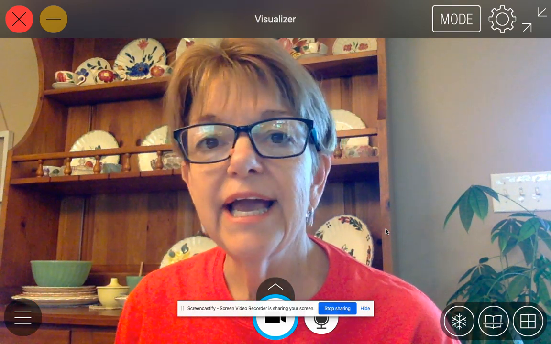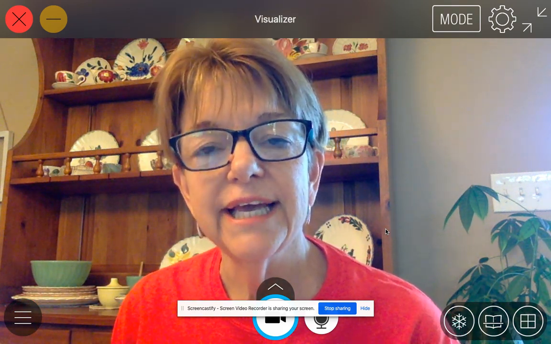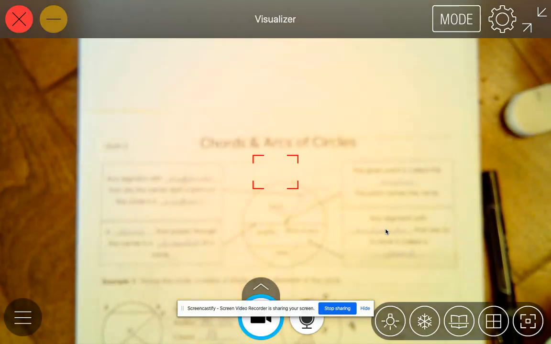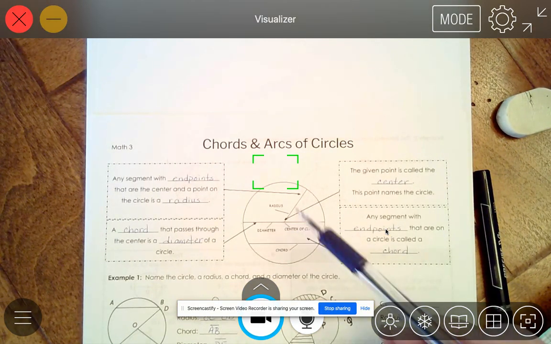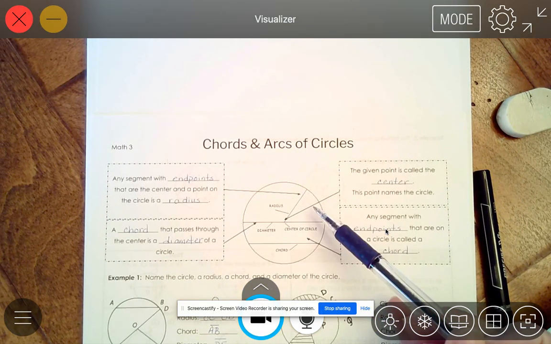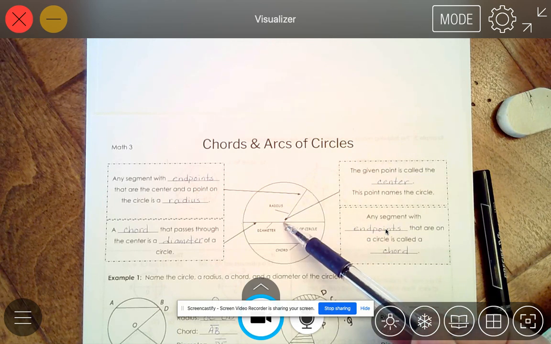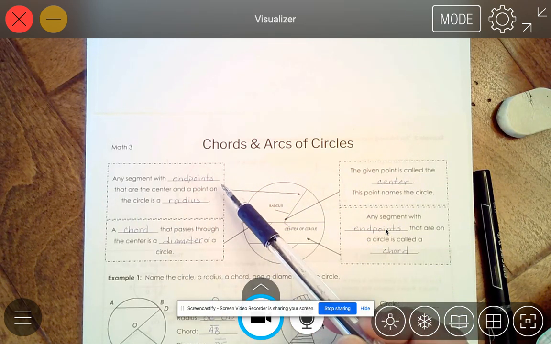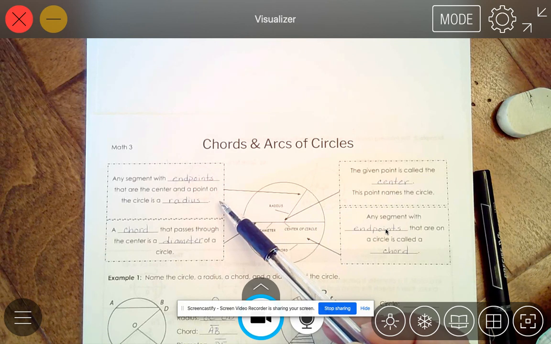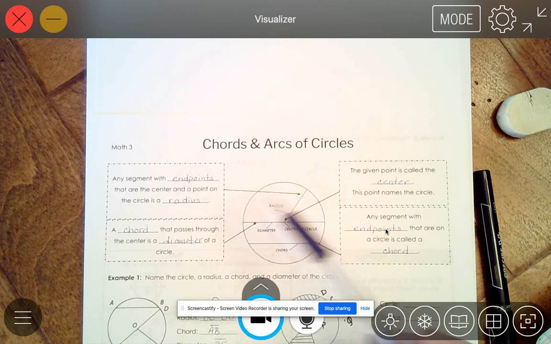Over here we have the chords and arcs of chords, and I have some diagrams to show you. Here is a diagram. We have a circle. Here is the radius. The radius, any segment with endpoints that are on the center and a point on the circle is the radius. We have the diameter. A diameter is a chord that passes through the center, okay, and goes from one end of the circle to the other end of the circle. We know what a diameter is.